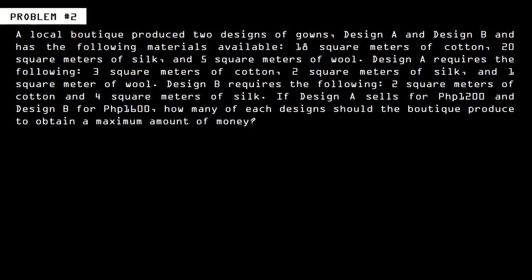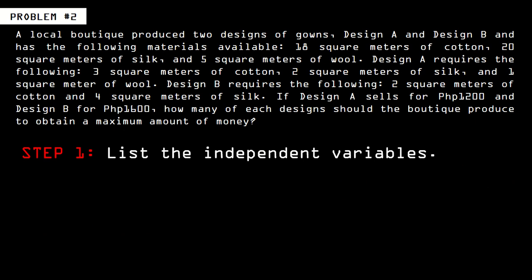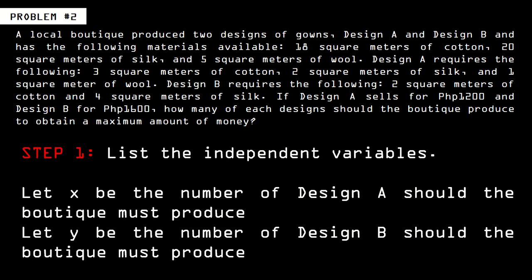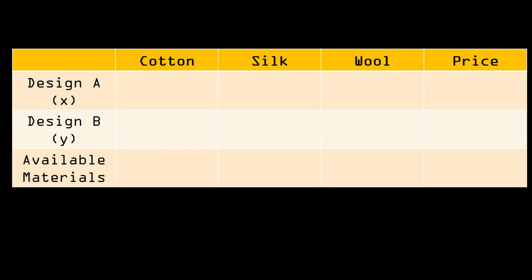So again, for the first step, we need to recognize the independent variables here. Okay, in this case, we need to identify the number of gowns for each design to produce a maximum amount of money. So let's say we represent X as the number of design A that the boutique must produce, and then Y be the number of design B that the boutique must produce. Okay, again, when it comes to variables, we are after the quantity for each design.